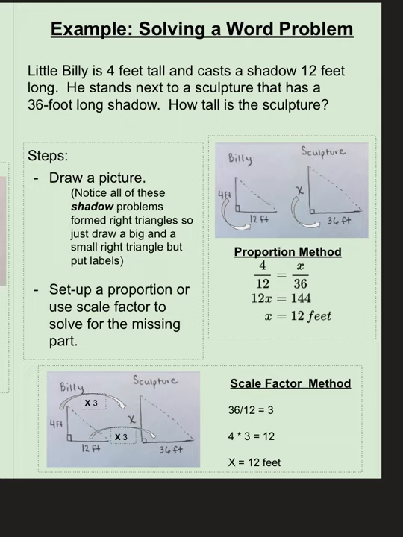So indirect measurement is when you can't directly measure, so you use similar right triangles, set up a proportion to find the missing value or scale factor. Don't forget, whenever it's a shadow question, when you're reading word problems and it doesn't give you a visual, but if you see it talking about a shadow, automatically think, okay, I'm going to draw two right triangles, one big, one small, put my information on it, and solve from there. Scale factor or proportion. Okay? Good luck.